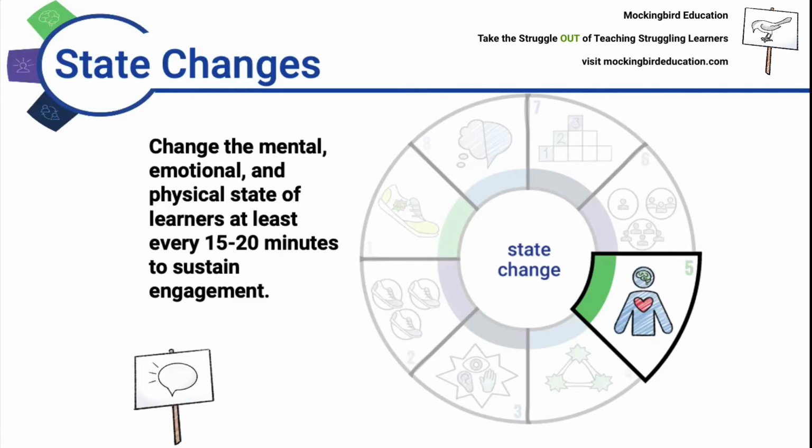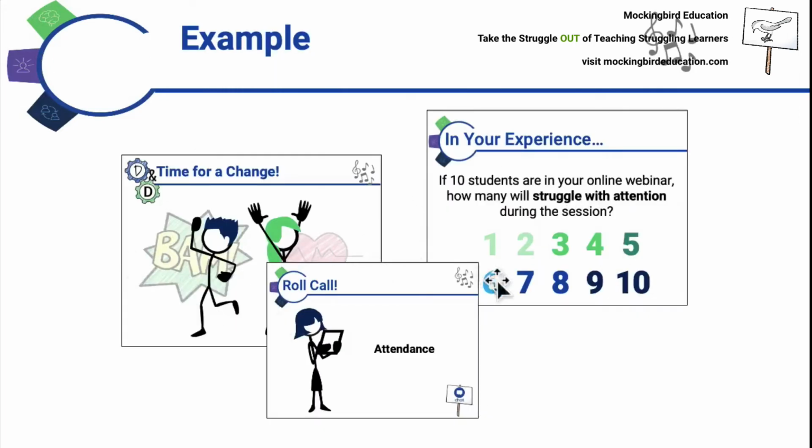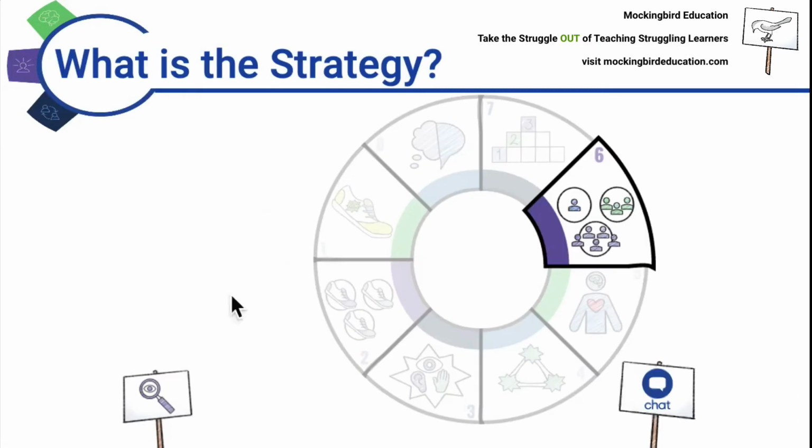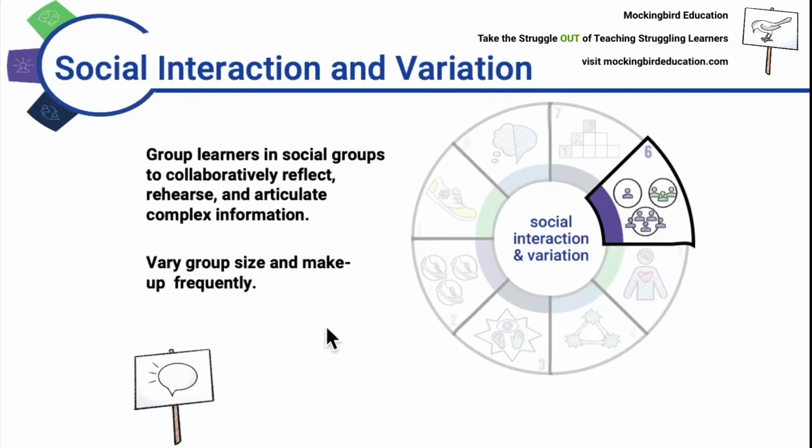Those are state changes. Here's some of the examples of state changes that I've used at the end of the sprints in Mockingbird's online lessons. Let's look at number 6. Number 6 is social interaction and variation. This simply means to mix it up with groups. Have learners collaboratively reflect and rehearse and articulate complex information in groups.